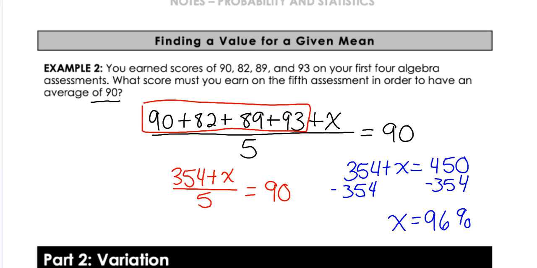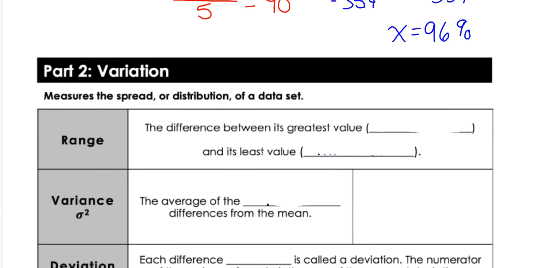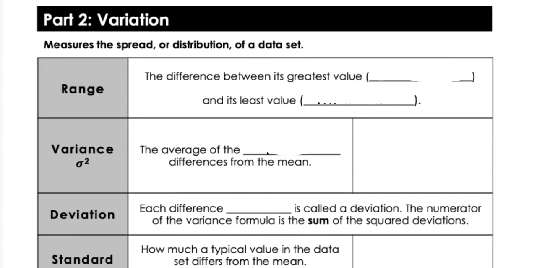Okay, we're going to move on to the next part. We've been talking about measures of center. Now we're going to talk about measures of variation. Variation measures spread, or how spread out, or the distribution of a data set.